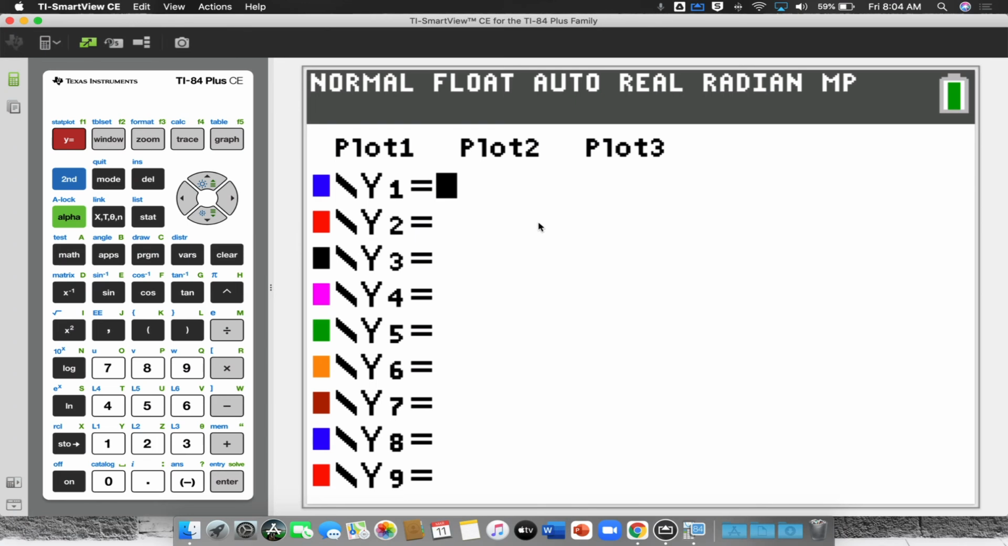So we want to graph S minus R. Okay, what is S? Type in S. Type in S.